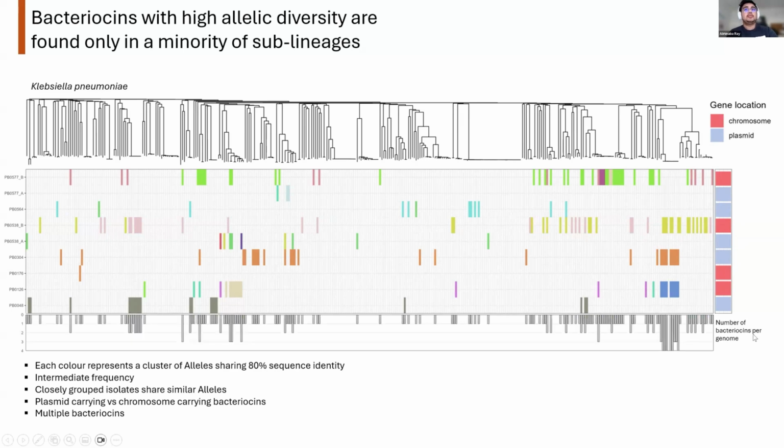We also looked at the number of bacteriocins for each isolate, as you have already seen in a less detailed picture before. You see this group of sublineages carrying at least 4 bacteriocins, but most of them carry just 1 or none.